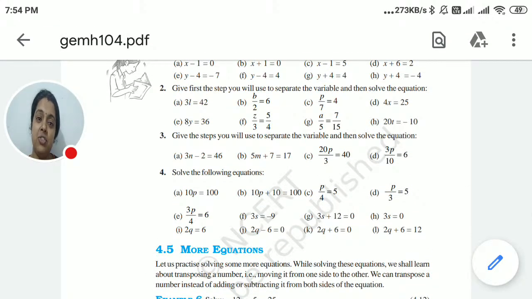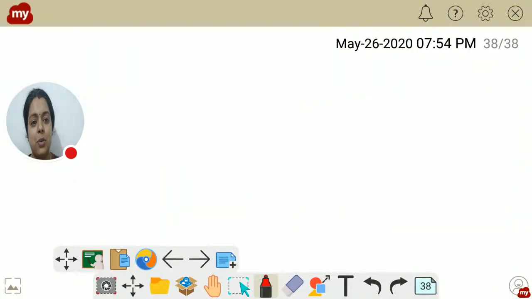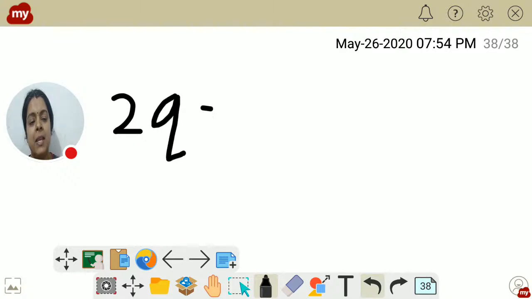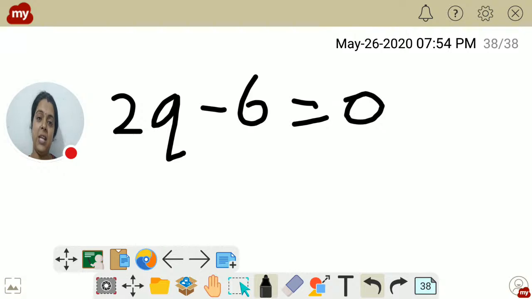Solve question number 4, sub question J. And the question is 2q minus 6 is equal to 0. Question is 2q minus 6 is equal to 0. Please solve it and let me know the answer. What is the answer now?